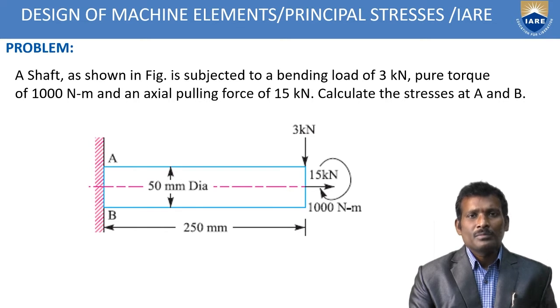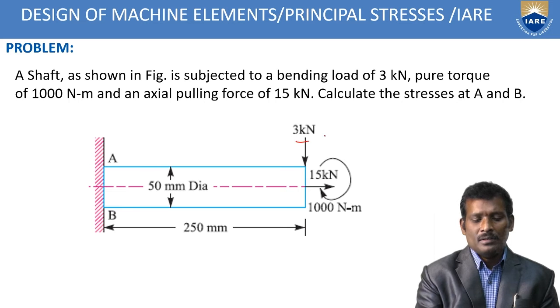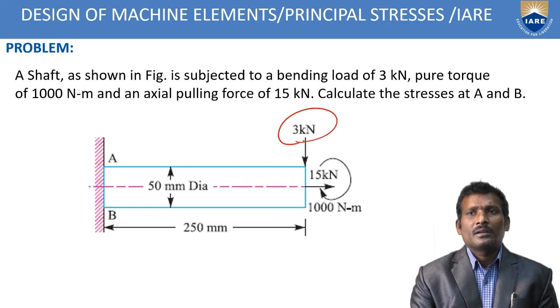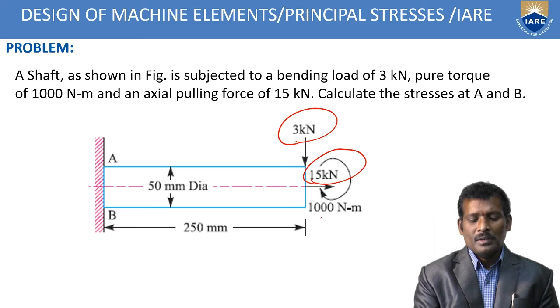Today, in this session, I would like to explain how to solve the combined load problems. Take one problem. Here, the given problem: a shaft as shown in the figure is subjected to a bending load of 3 kilonewtons and pure torque of 1000 Newton meter and an axial pulling force of 15 kilonewtons.